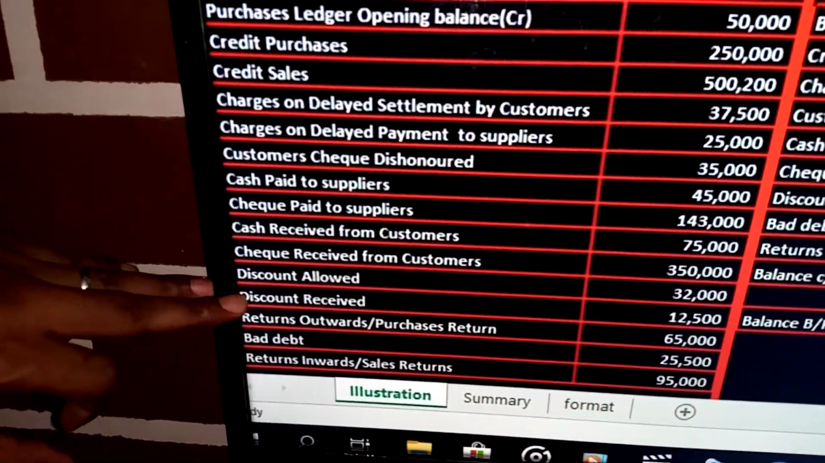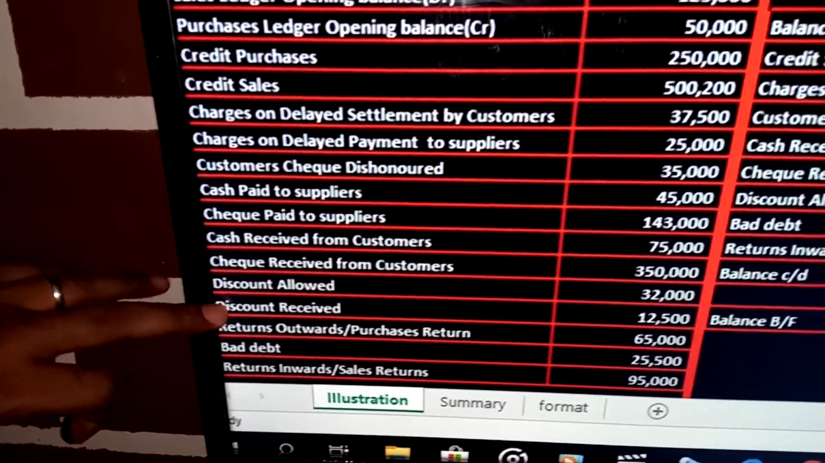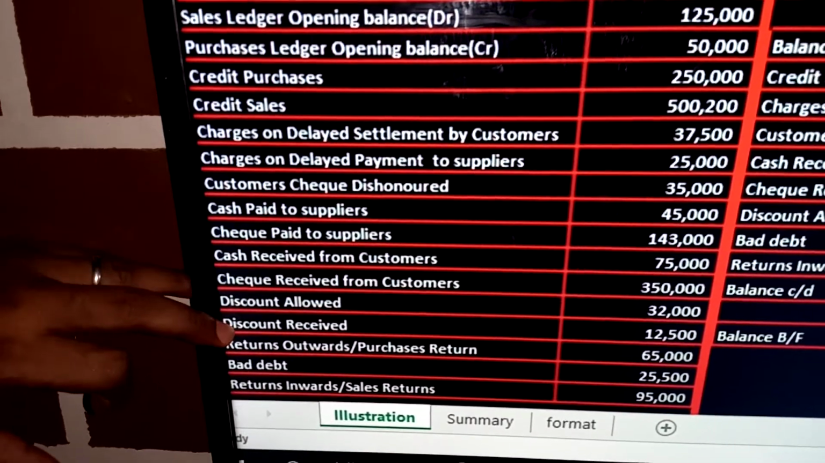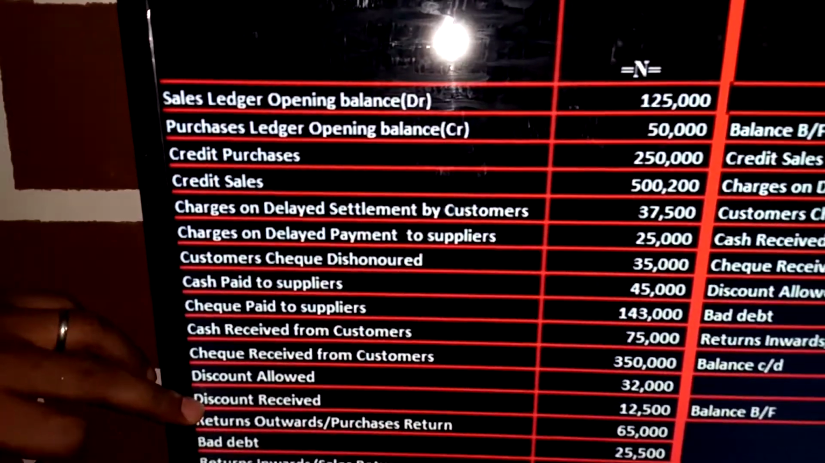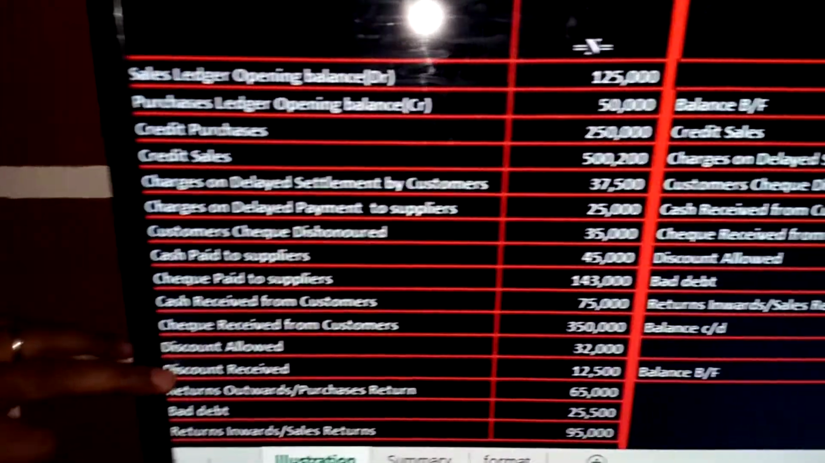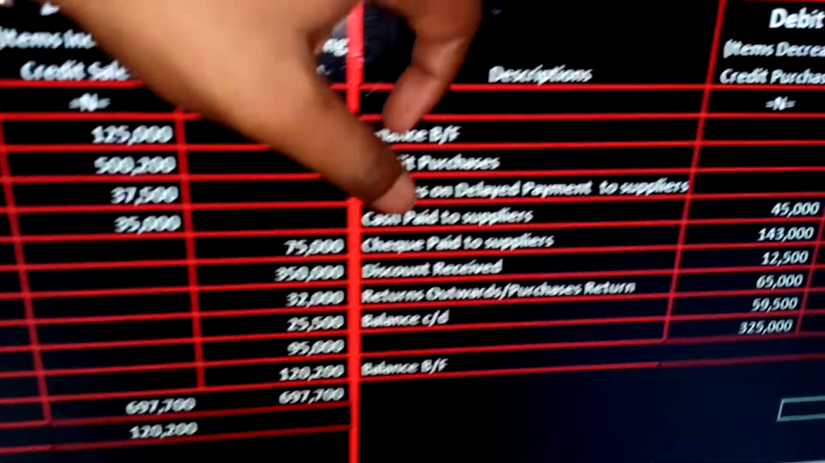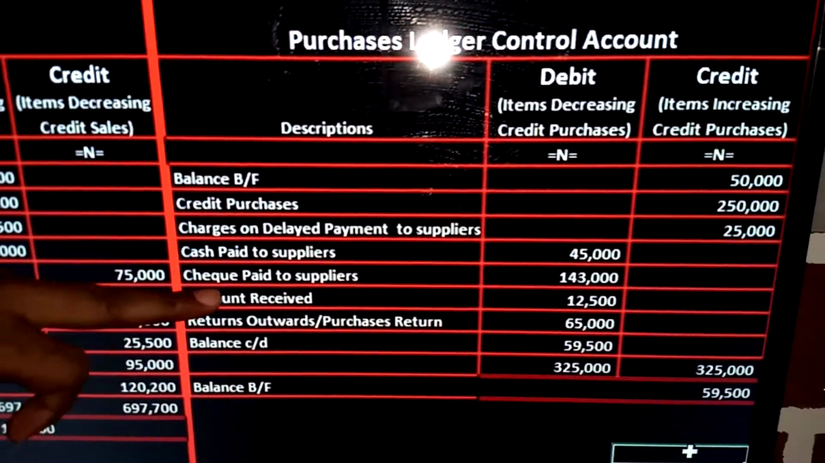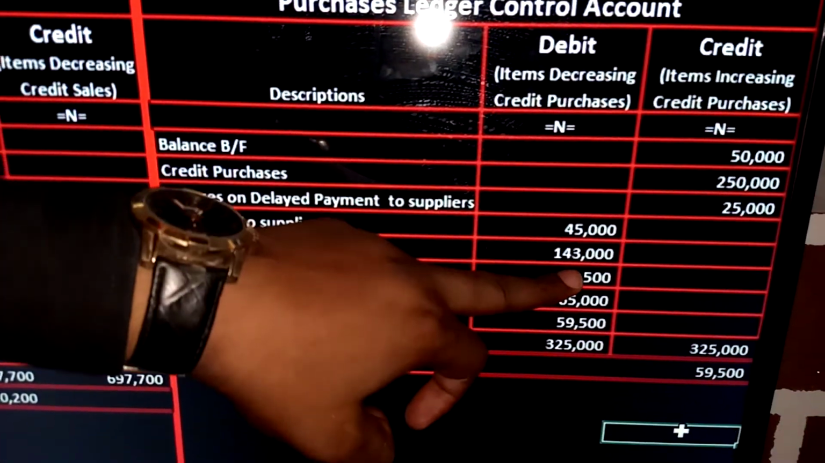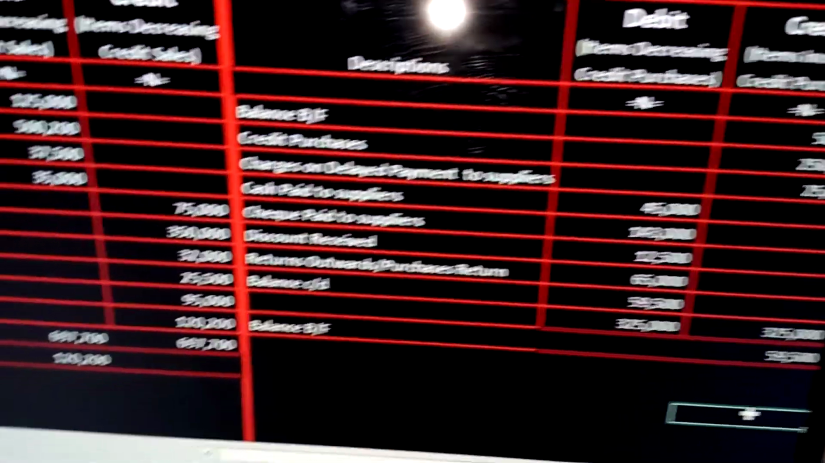The next one, discount received. You receive discount from suppliers. When you receive discount from suppliers, it means you're reducing what you're owing the suppliers. So we have purchases ledger control account here. Discount received, reduction 12,500. Okay.